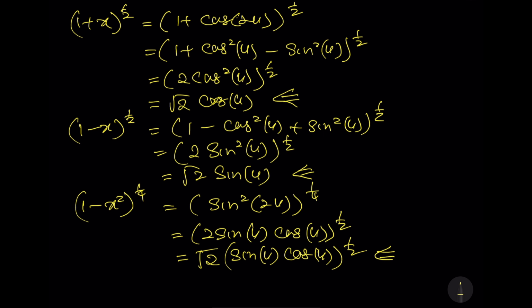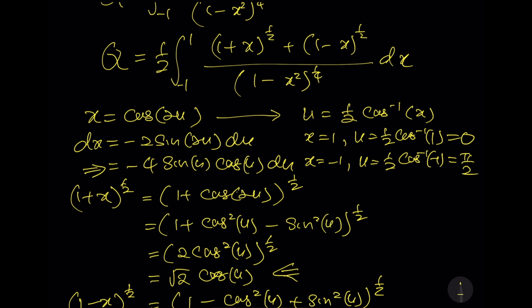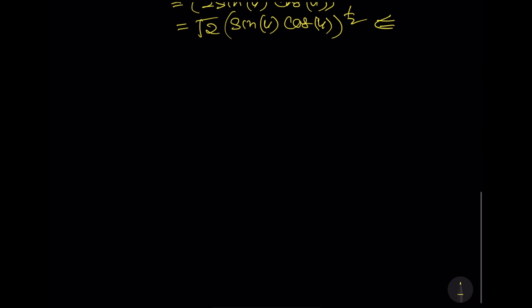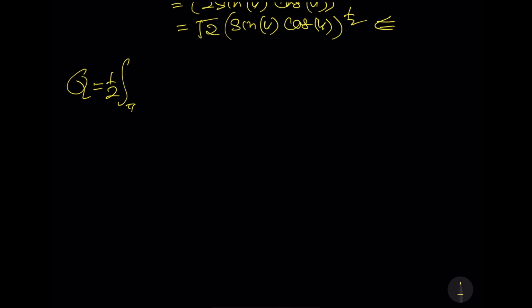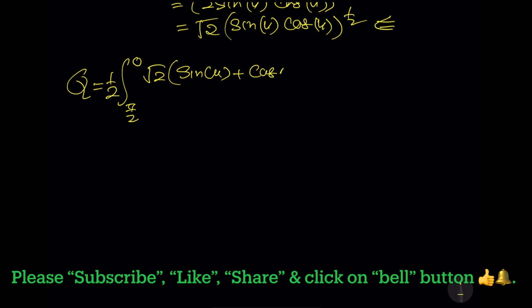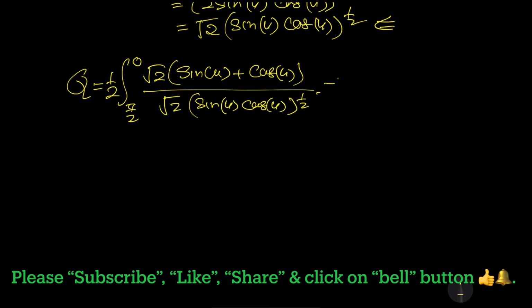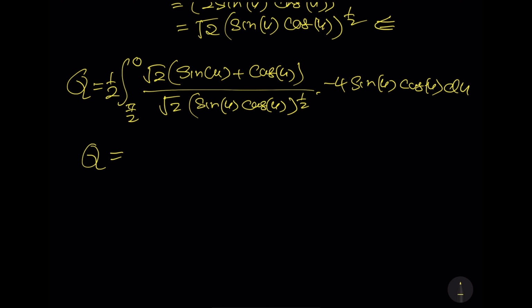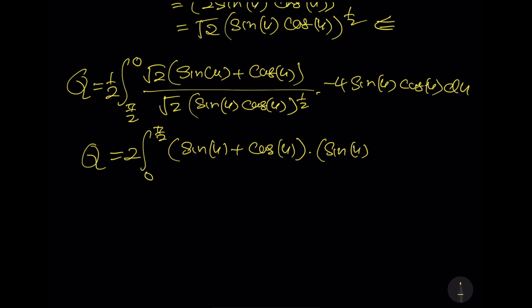Now we have all necessary equations and new integration bounds for us to write the new Q. Q become 1 over 2 integral pi over 2 to 0 square root of 2 sine u plus cos u divided by square root of 2 multiply sine u multiply cos u, and then the whole thing power 1 over 2. Multiply negative 4 sine u cos u du, which means Q is equals to 2 multiply integral 0 to pi over 2 sine u plus cos u, and then multiply sine u cos u power 1 over 2 du.